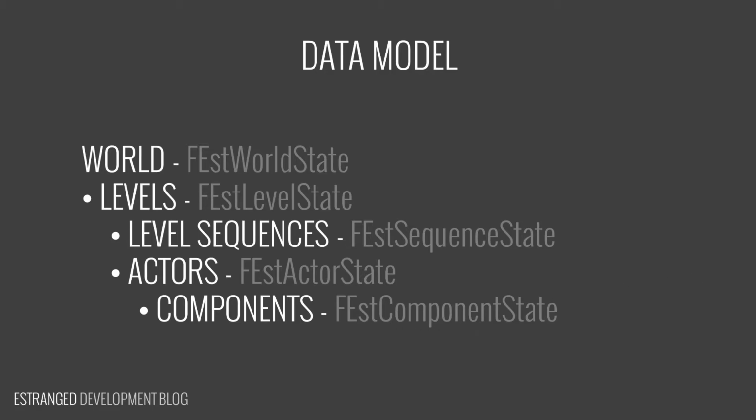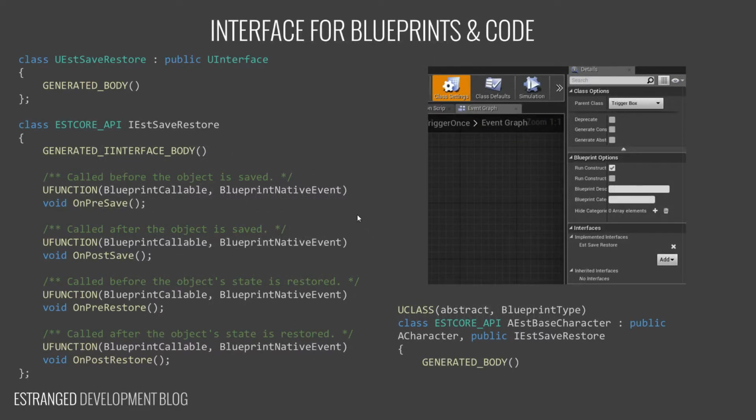So how do we decide what to save and what to restore? What we're using for that is an interface, and the interface can be implemented in blueprints and code, and it offers four methods: on pre-save, on post-save, on pre-restore, and on post-restore. So in your blueprint, you go to class settings, interfaces, implemented interfaces, and then pick est save restore. That gives you these events, so you can go and implement them in the blueprint.